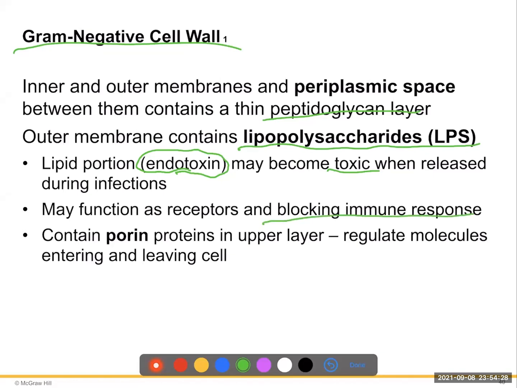The outer membrane also contains porin proteins in the upper layer. These regulate molecules entering and leaving the cell. What goes in, what goes out is controlled by these porin molecules. Those are proteins in the upper layer.